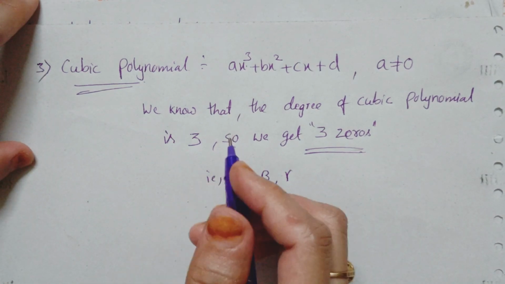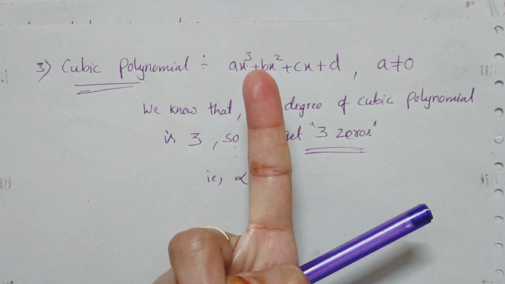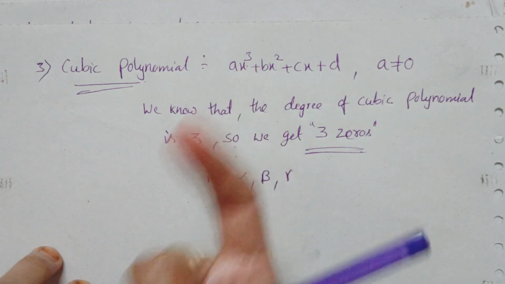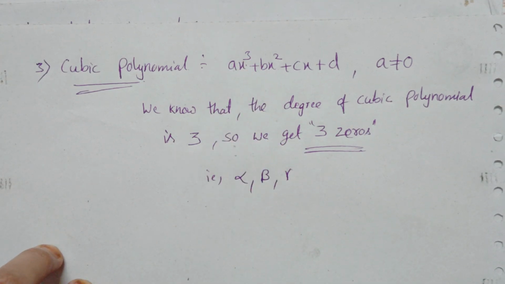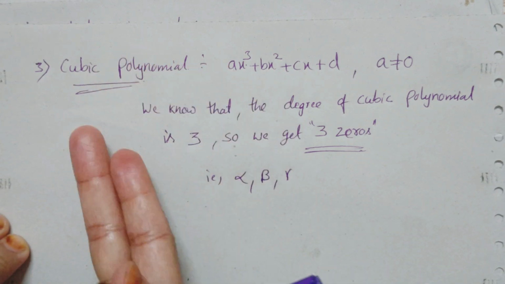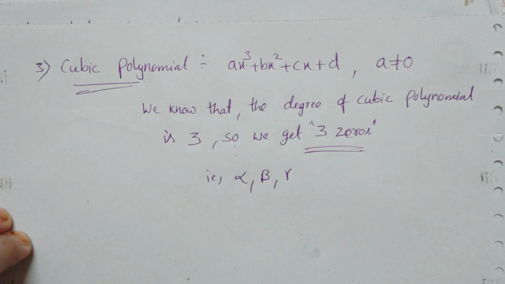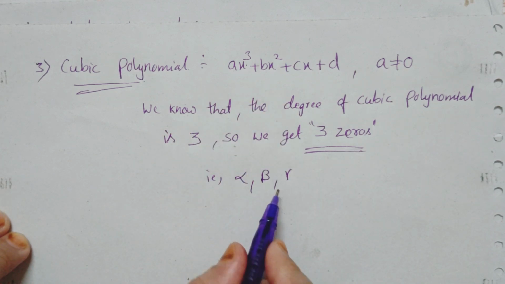For a linear polynomial, we'll get only 1 zero, so we treated it as alpha. For a quadratic polynomial, we'll get 2 zeros. That's why we treated them as alpha and beta. Here, for a cubic polynomial, we'll get 3 zeros. That's why we treat them as alpha, beta and gamma.